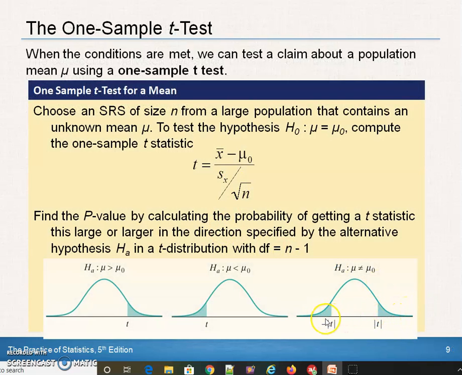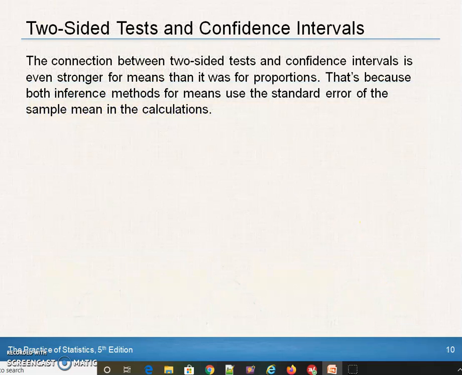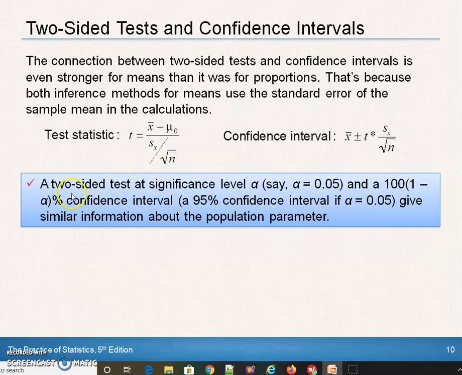is exactly the same as the confidence interval, just as it was in the proportions. Both inference methods for means use the standard error of the sample mean in the calculations. So, a two-sided test of significance with alpha at 0.05, and then a 95% confidence interval, gives similar information about that population parameter.